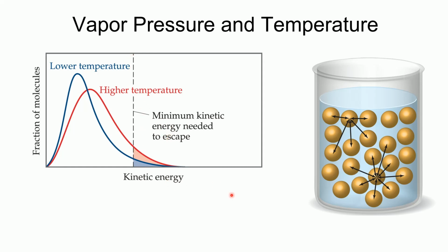So let's come over here to this graph. This is called a Boltzmann distribution. On the x-axis, we have the energy of the molecules, and on the y-axis, we have the fraction of molecules with those energies.